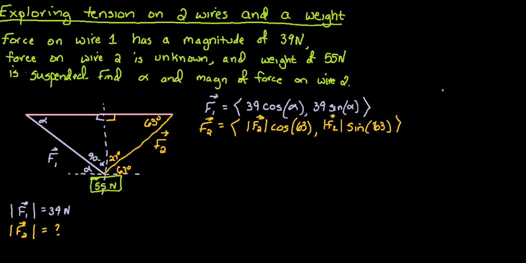And the last thing that we have to worry about here is the weight. So I'll designate that with a W. This weight is being suspended. It's not moving or anything, but this weight itself is exerting force, has nothing going on in the horizontal component, but it's got a vertical component of negative 55 newtons. Okay, so that's the information we know.